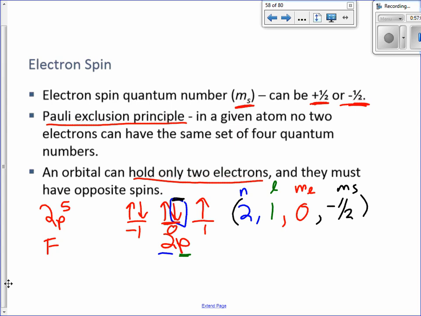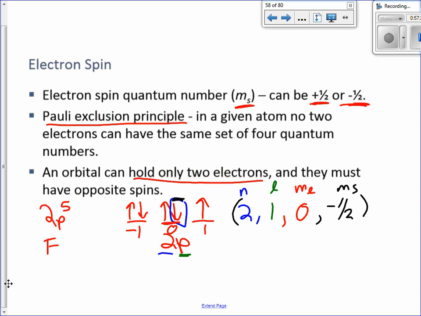So that's just denoting the 4 different numbers. You have N, then L, then M sub L, then M sub S. They're written in that order, and they do have commas between them, yes. And you'll see them in problems denoted exactly like that. Okay, just so you know. Does everybody see that? Just making sure we're all on the same page.